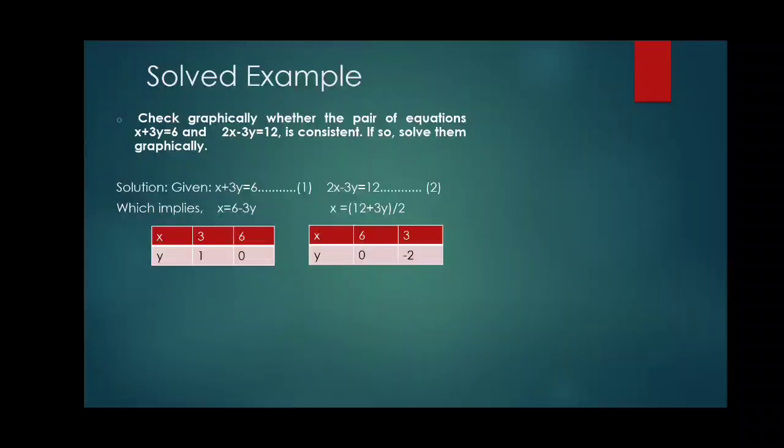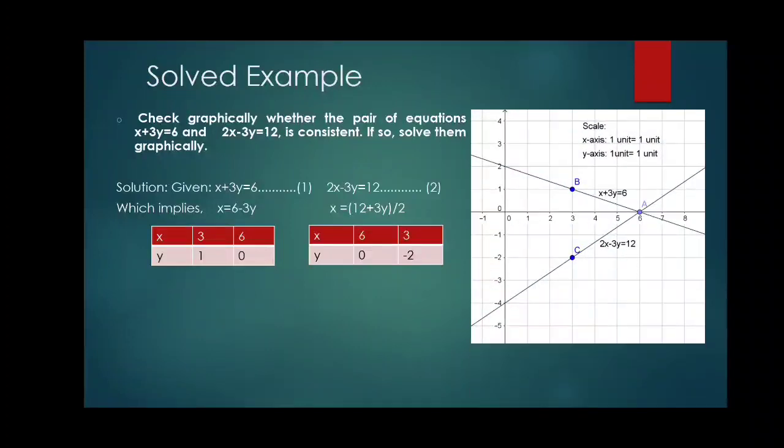Similarly, when y is equal to minus 2, 3 into minus 2 is minus 6, 12 minus 6 is 6, 6 by 2 is 3. So the second point is 3 comma minus 2. So now, plotting the graph for these two equations, we'll get the graph like this, where point A represents the point 6 comma 0, point B represents the point 3 comma 1, and point C represents the point 3 comma minus 2.